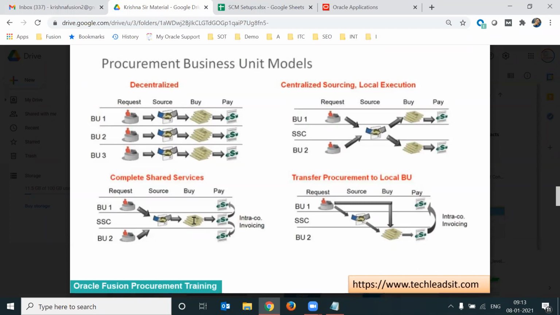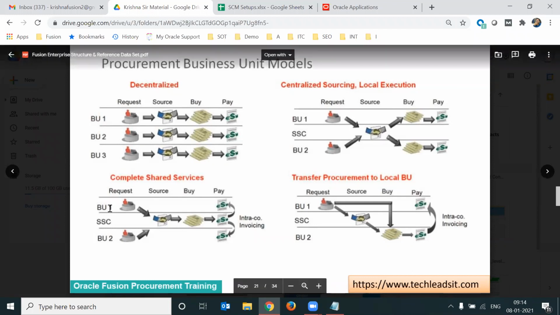In a similar way, if the company is big and spread across the globe, and US is your headquarter, then if your company decides everything should be controlled from the headquarter only, every purchase should be controlled from the headquarter only. In that situation, India, Australia, Canada or China, all other entities have to request US. Then US is going to buy from the supplier. That is called global procurement.